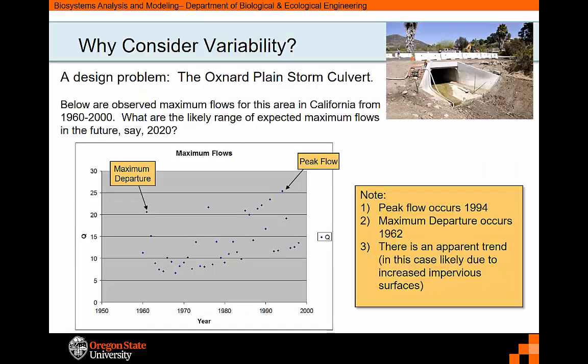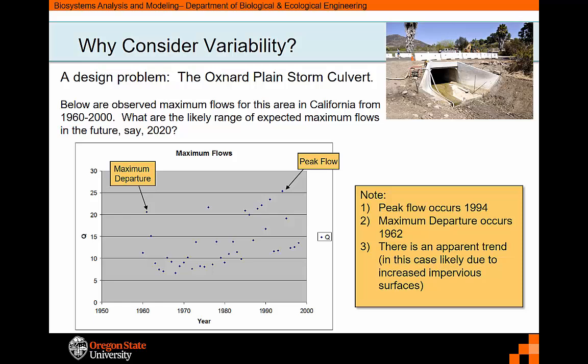So, let's get started. Why do we need to consider variability in our models? Let's consider, for example, designing a culvert to accommodate expected flows. Note the use of the term expected, which is inherently a statistical term. For this example, let's examine the flow rates observed in the Oxnard Plain, a rapidly growing community in California.